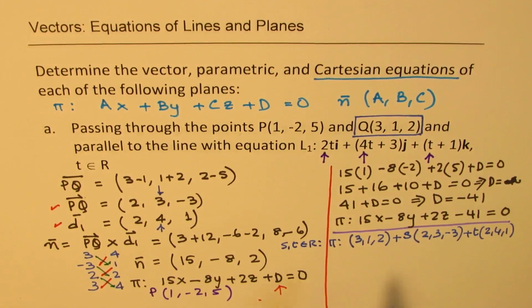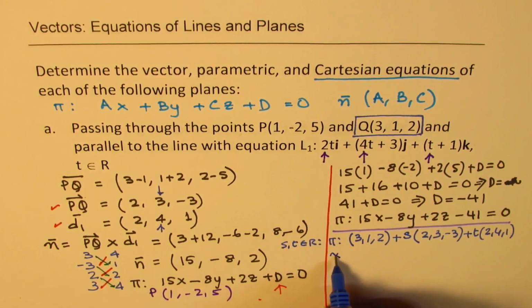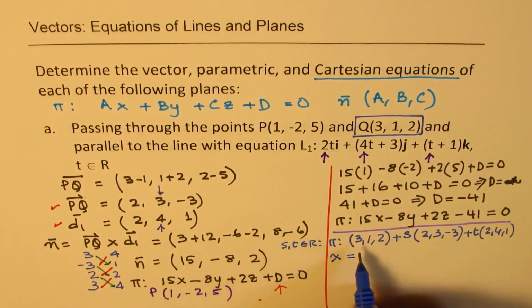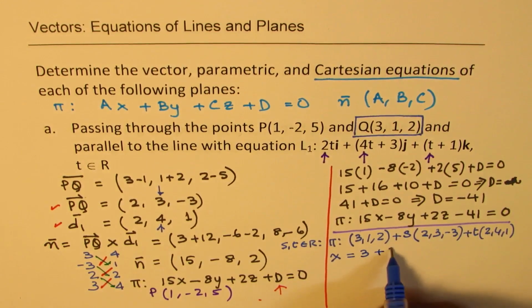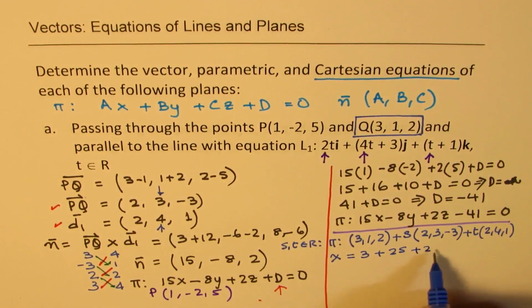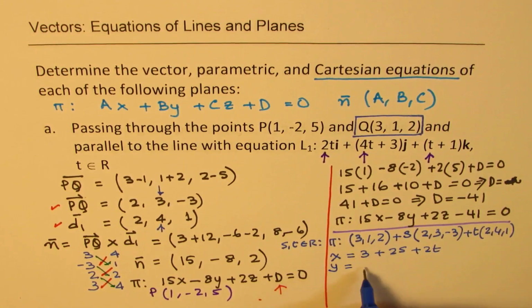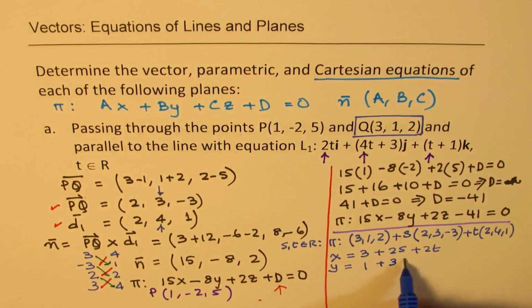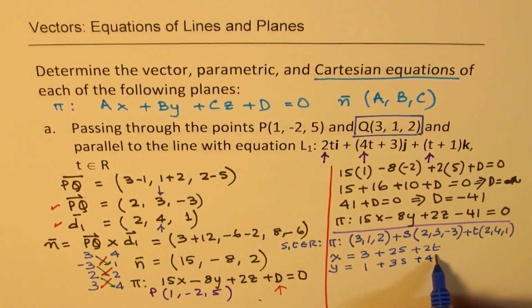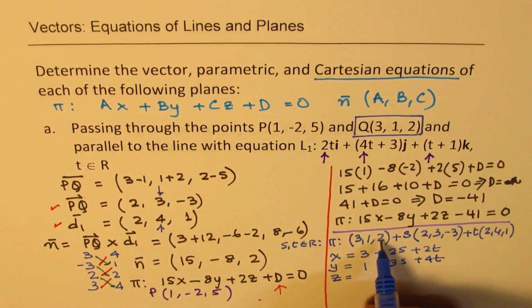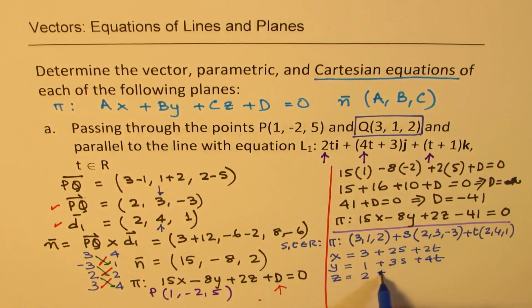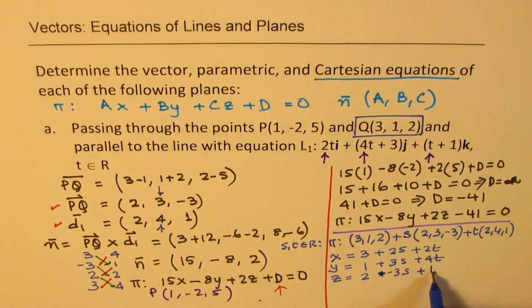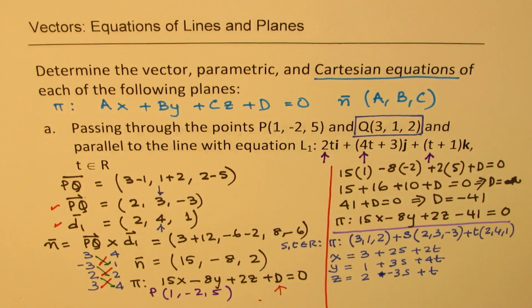Is that clear? So we'll squeeze in the parametric equation also for the very first example, so that it's absolutely clear for all of you. So x will be 3, the x value, plus 2s plus 2t. The y value is going to be 1 plus 3s plus 4t. And the z value is going to be 2 minus 3s plus t. Is that clear? So in the very first example, I've actually given you all three equations.